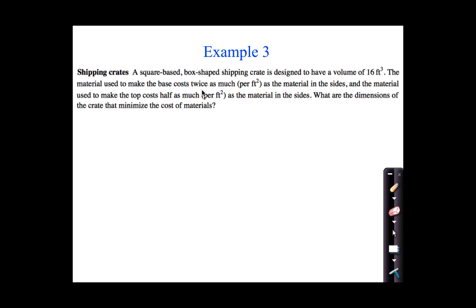We want to know what dimensions we should make this crate, length, width, and height, so that it'll hold 16 cubic feet and so that the cost will be as small as possible. We're not going to be able to determine what that cost is because we don't have any numbers for it. But we'll be able to determine, regardless, how to minimize the cost based on the relative costs of the different surfaces of this box.